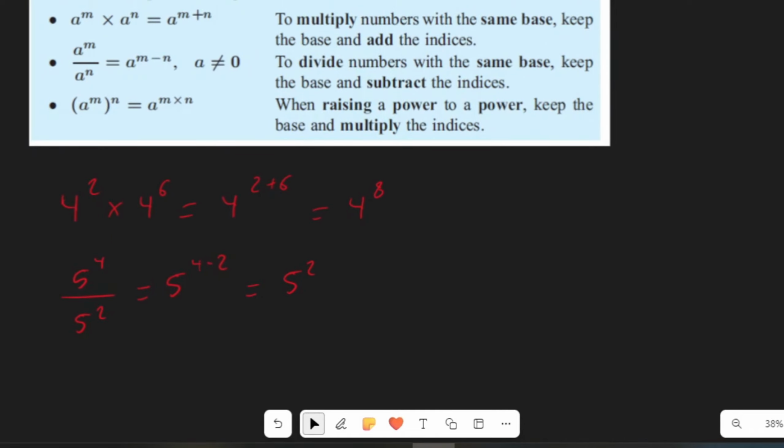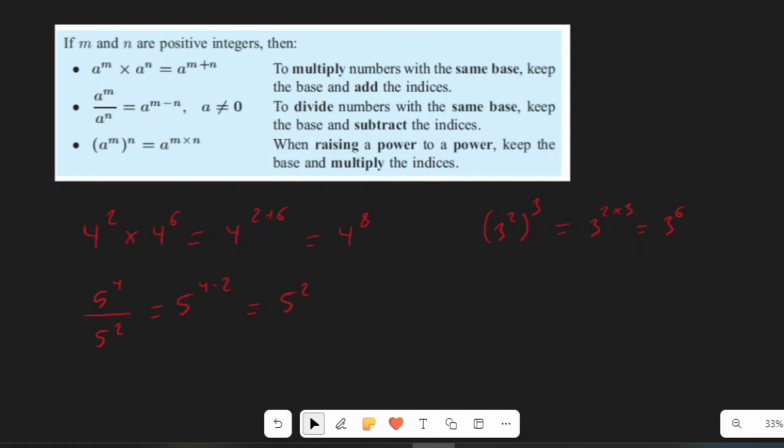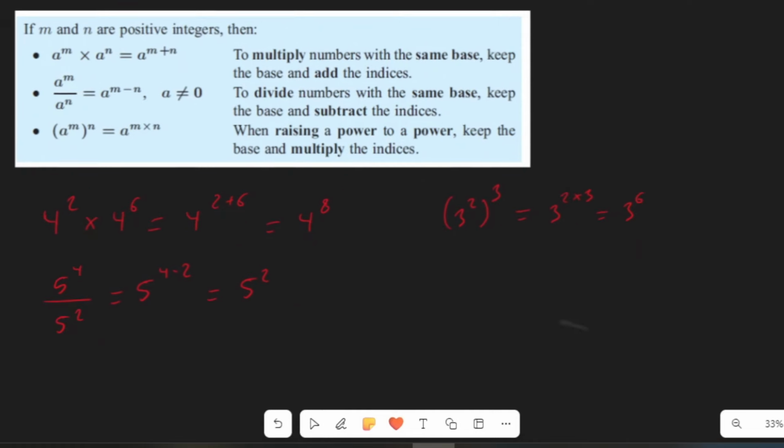Finally, let's discuss raising a power to a power: keep the base and multiply the indices. So, let's say we have 3 squared, all to the power of 3. What we do here is we keep the 3 and then we multiply 2 and 3. So it's 2 times 3, getting 3 to the power of 6. In order to fully understand the concepts, let's take some examples.